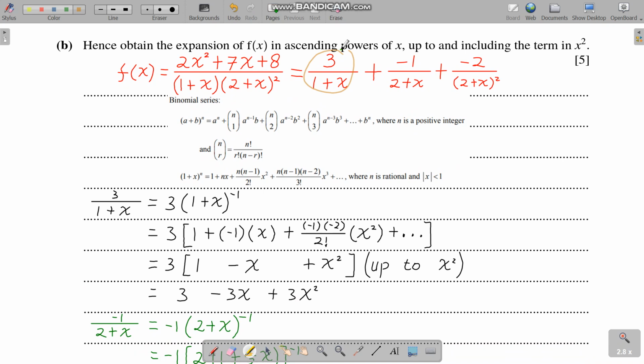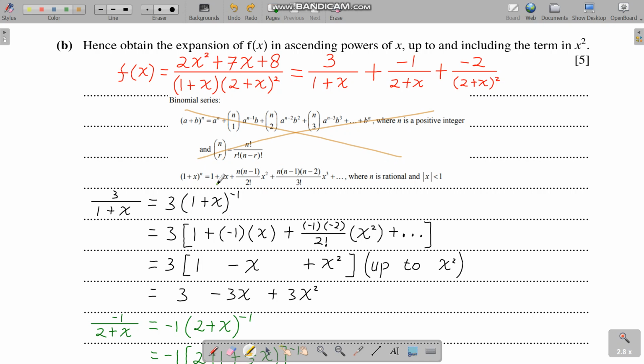So for the first term, we have 3 over 1 plus x, which is 3 times 1 plus x to the power of minus 1. If you look, the power is negative. This is for positive integers. We cannot use it because this is actually the formula for Pure Mathematics 1, Paper 1. So since we have 1 plus something, we can use this binomial expansion formula directly.